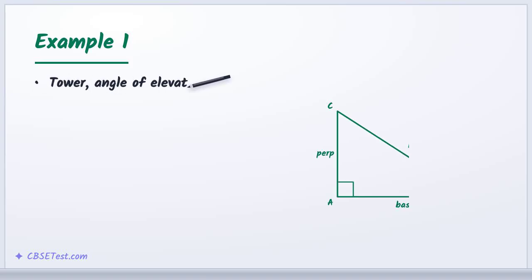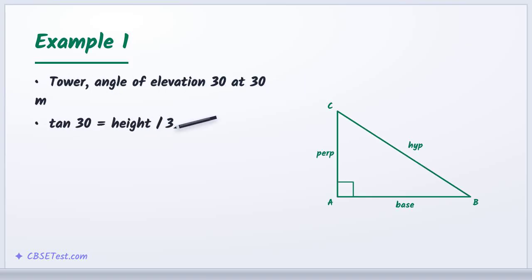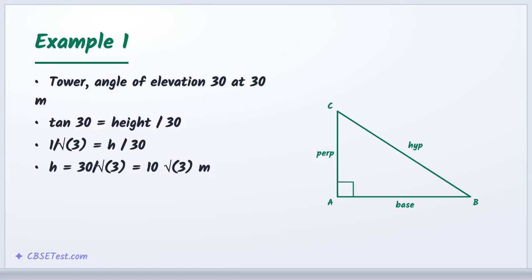From 30 meters away, the angle of elevation to a tower's top is 30 degrees. Tangent 30 equals height over 30. Since tangent 30 is 1 over root 3, the height is 30 over root 3, which simplifies to 10 root 3 meters.